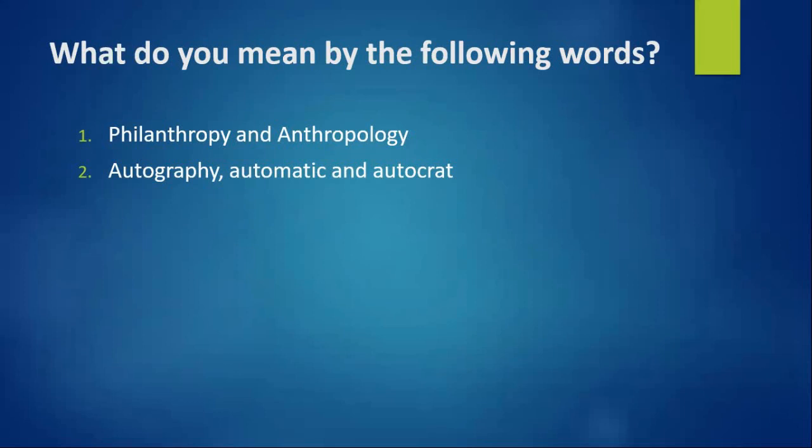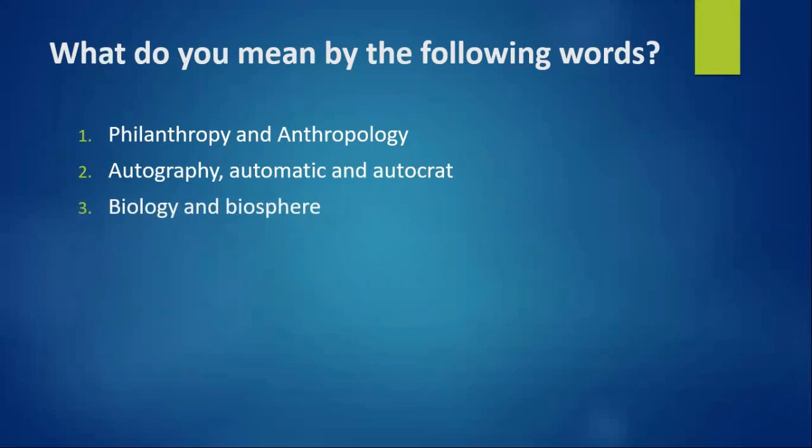Autography, automatic, and autocrat, all these words have a similar root word, which is auto. So if you know the meaning of auto, you can easily understand the meaning of autography, automatic, and autocrat. Auto means self, so autography means writing about self. Automatic means something that works on its own, on itself. Autocrat, again, you can identify the meaning with the root word.